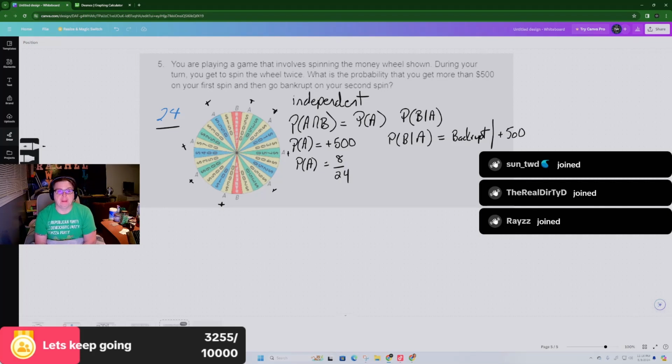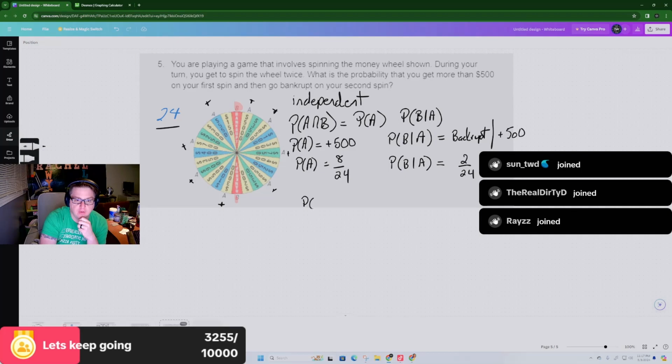Now, just because we landed on one of those doesn't mean that it disappears. It's still there, even when we spin it. So when we do this one, because it's independent probability, my total isn't going to change. I still have 24 spaces on this wheel. But how many of them are bankrupts? Well, we can see there are 2 B's that she wrote down. So there are 2 situations where you can go bankrupt.